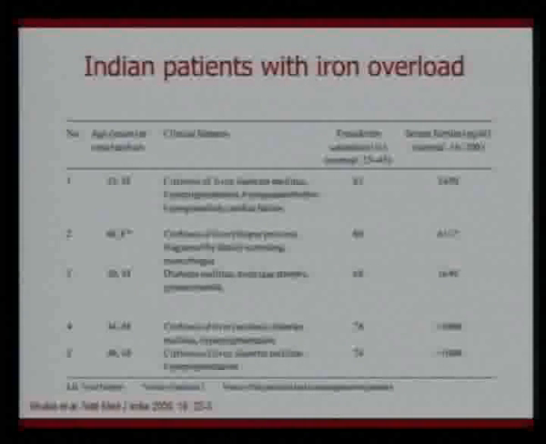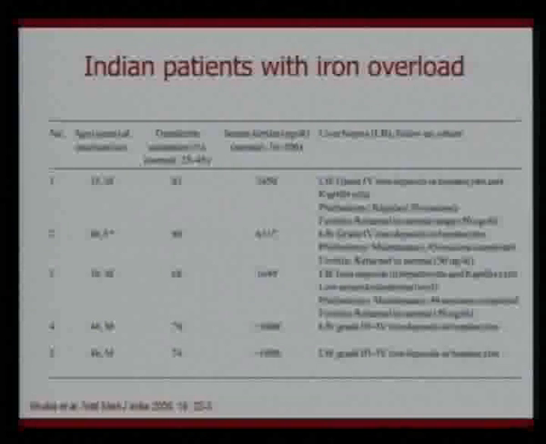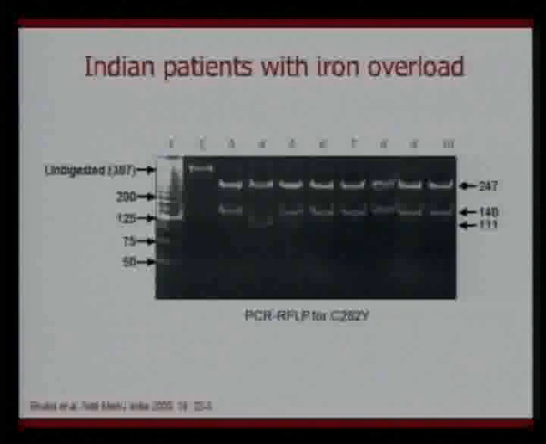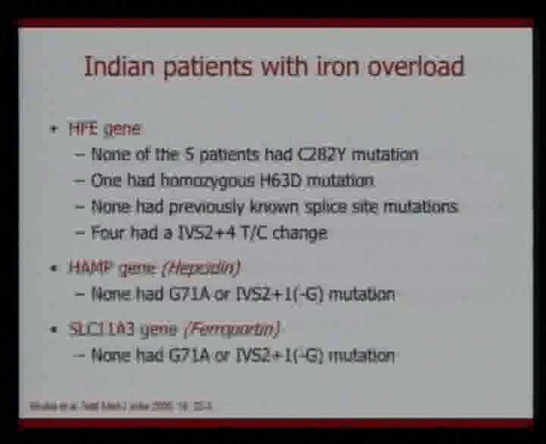They had high transferrin saturation. They had high serum ferritin. They had all undergone liver biopsy showing a large amount of iron deposit. Many of them had undergone phlebotomies, proving that they indeed had iron overload, and they did not develop anemia after a few phlebotomies. When we did PCR-RFLP for the C282Y mutation, all 5 of them had the normal C allele, not even one Y allele.